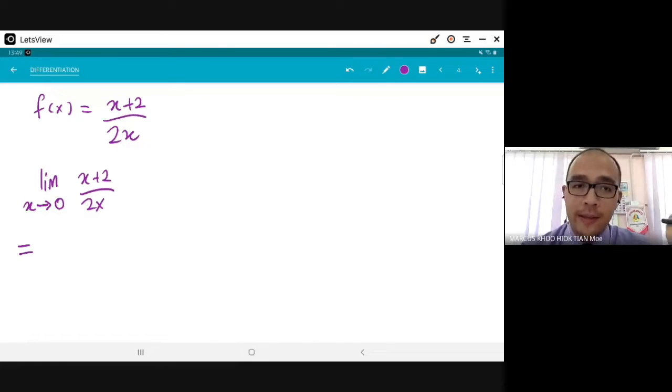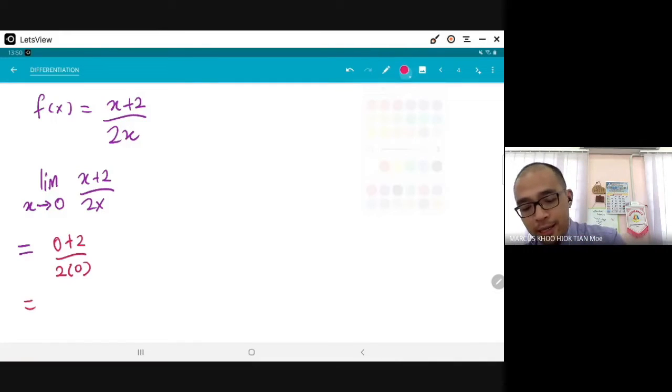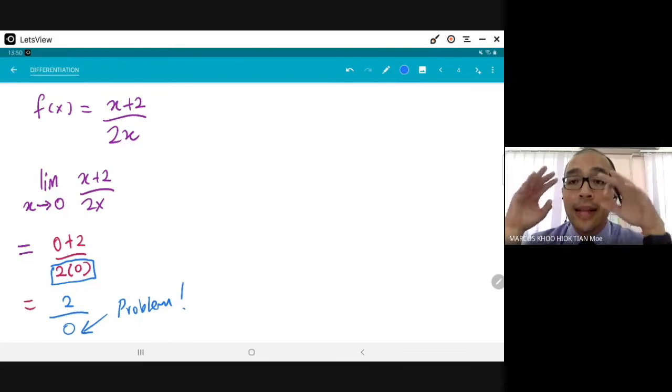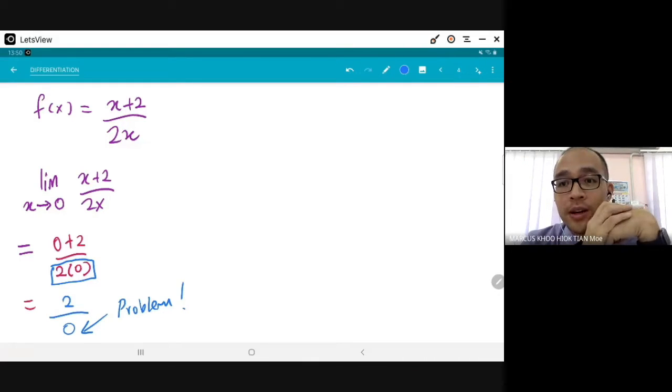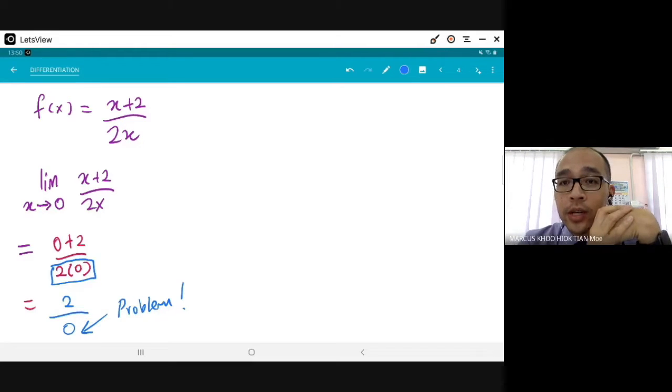Sometimes when you calculate, so the first step yang saya cakap tadi kan, the first thing we do is we just substitute the number inside. Okay, so kalau kita ikut cara itu, kita akan dapat 0 plus 2 over 2 times 0. But, ladies and gentlemen, this is a very big problem. Okay, 2 over 0, ini adalah problem. Okay, because nothing can divide by 0. Okay, tiada satu benda pun yang boleh bahagi dengan kosong. Because when you divide anything by 0, you will get a math error. So this is a big problem for us now.